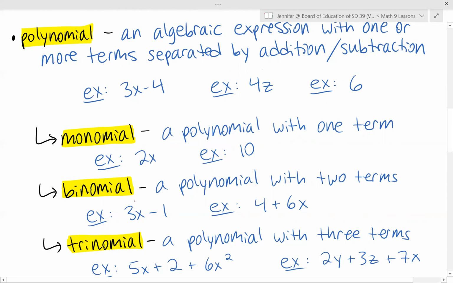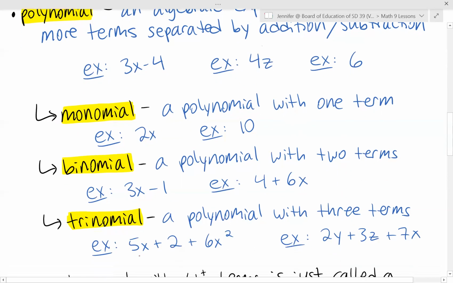A binomial, prefix bi, is a polynomial with 2 terms. So 3x minus 1. This is a term and this is a term. It's separated by the subtraction. Or 4 plus 6x, one term here, one term here, separated by addition. Then you could guess a trinomial is a polynomial with 3 terms. So we've got 1, 2, 3, 1, 2, 3.